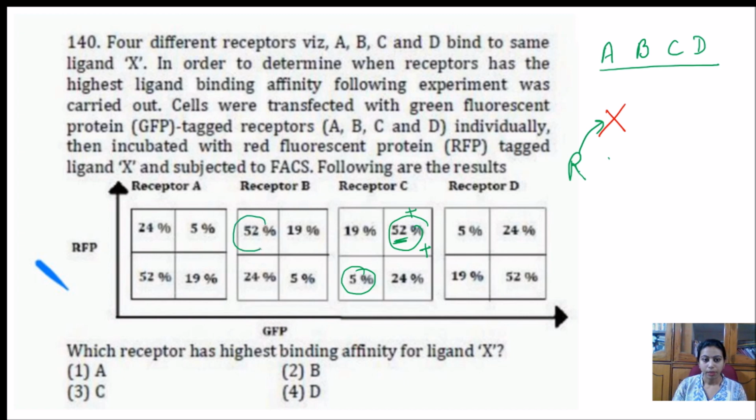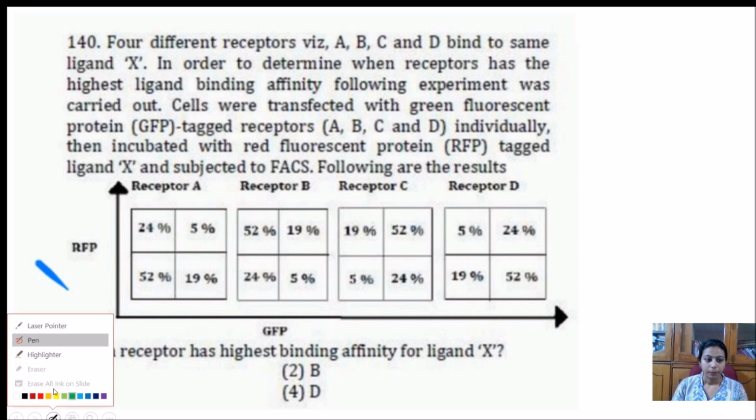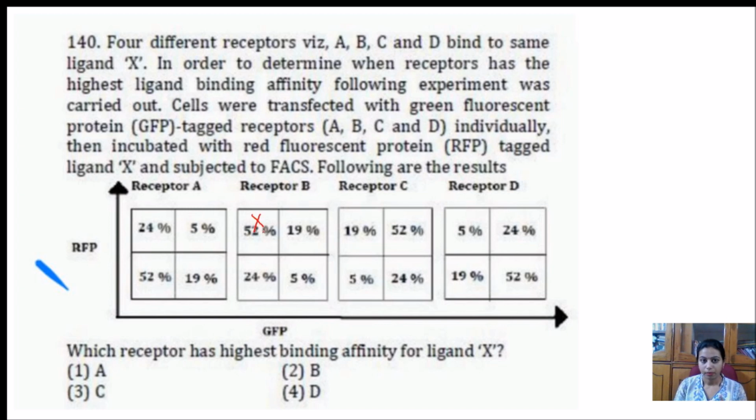What is there? It is 52, which says that unbound X protein is here. The quadrant here says that only X ligand will be here. Why? Because it is tagged with the red color protein. Here also X red colored protein will be there, but in this quadrant the red color protein or ligand will also be there, and the green color tagged receptors will also be there. In this quadrant only green color receptors will be here. Here also only receptors will be here.